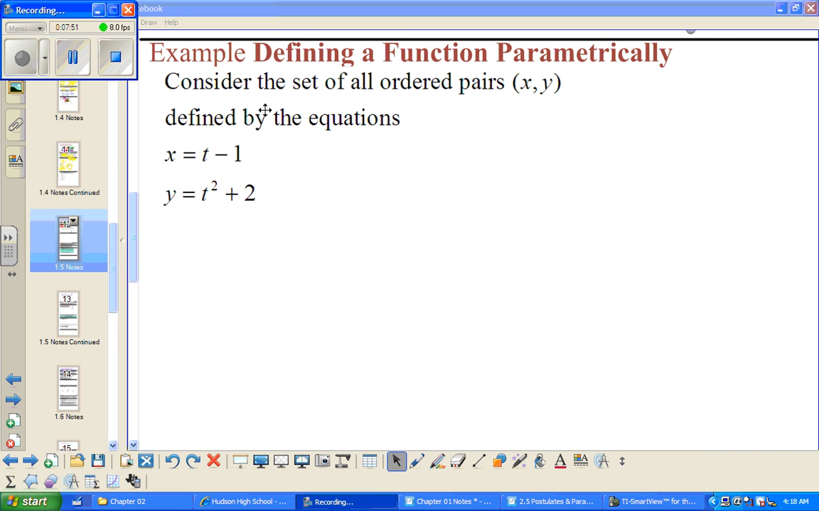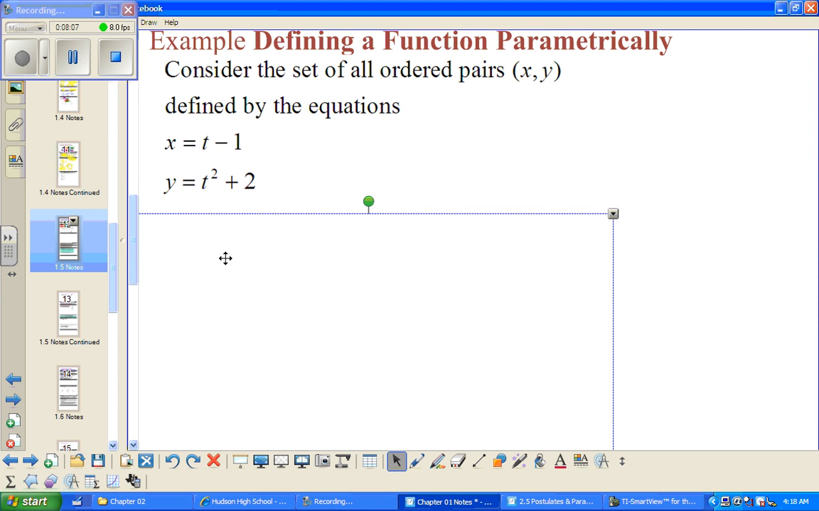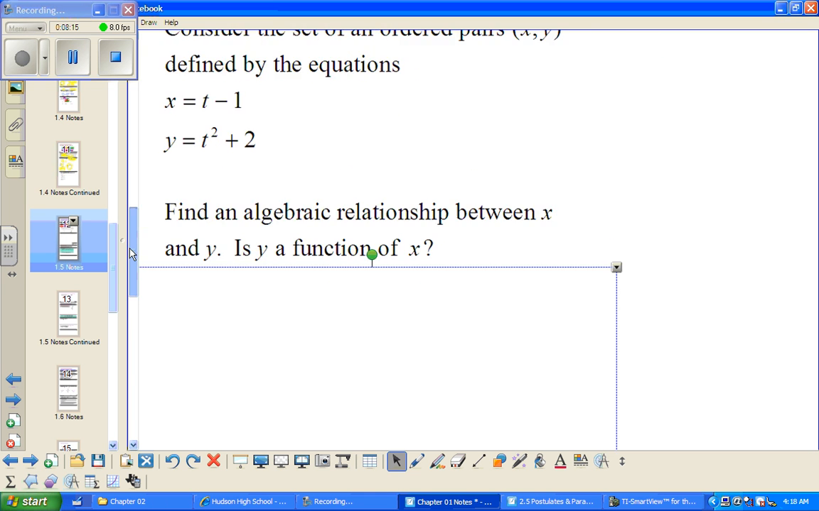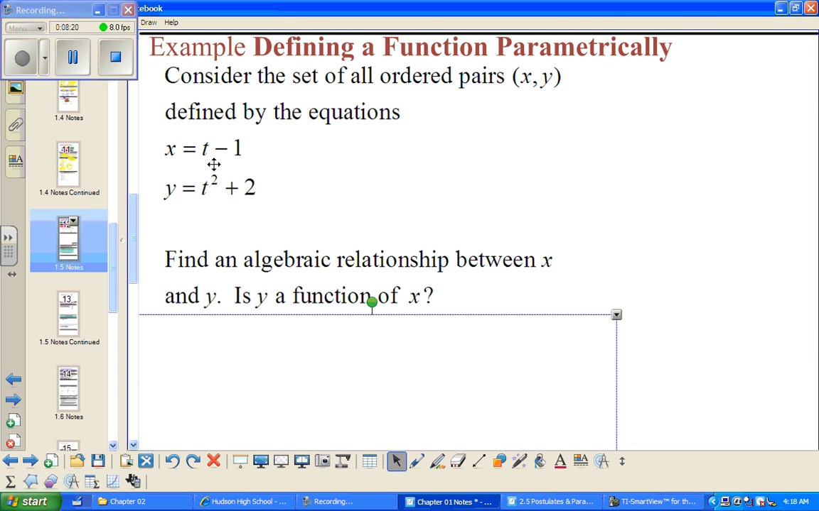So now in this example, we're going to define a function parametrically. Consider all the ordered pairs x, y defined by this parametric function: x equals t minus 1, y equals t squared plus 2, the same one we've been working with. Now, we're going to find an algebraic relationship between x and y. Is y a function of x, then, is the question. And so what we'll do is we will use substitution, generally, to combine the x and y into one statement and get rid of the t values.